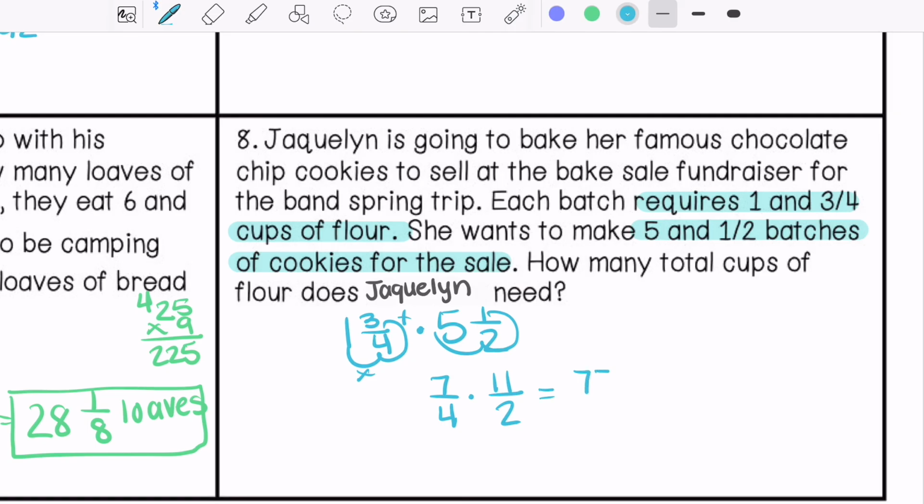So that's 77 over 8. 8 goes into 77 9 times with a remainder of 5, so 9 and 5/8 cups of flour.